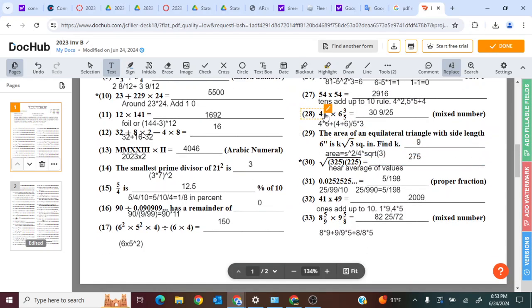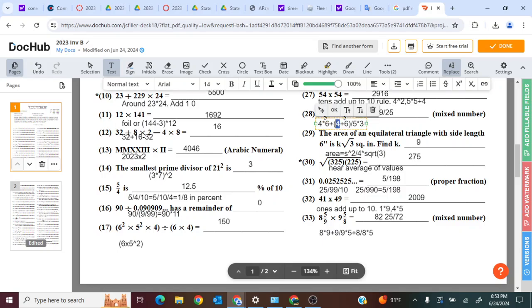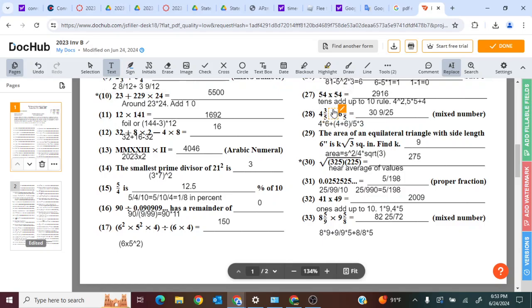Okay, 28, 4 3/5 times 6 3/5 is what? Well, first off, like always, multiply the whole numbers. 4 times 6 gets you 24. And then these two, what 6 and 4 are being multiplied by the same 3/5, so you can add them, 4 plus 6, and get 10 times 3/5. So 10/5 times 3 is 6. So now your whole number is 24 plus 6. 30 and 9/25, because you're just multiplying the fractions now.